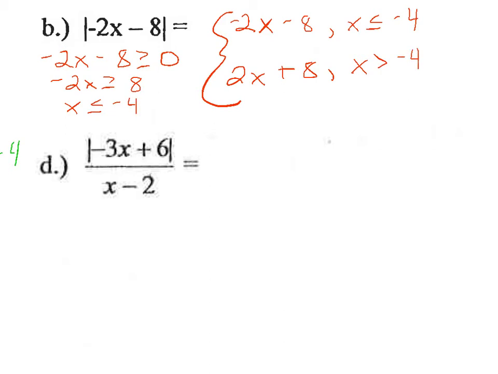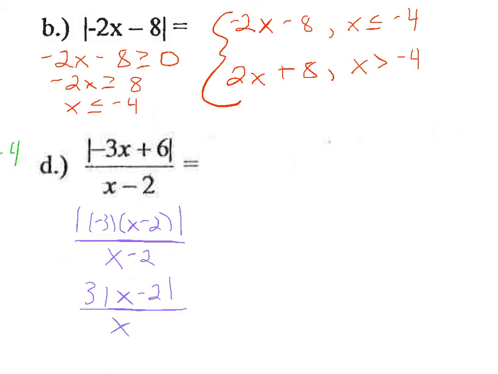For part D, we have -3x plus 6 over x minus 2. So we want to be able to have the same thing on top as the bottom. So I can take a -3 and factor it out. So I have -3 times x minus 2, absolute value of that, over x minus 2. And then I can actually take my 3 and factor it outside of the absolute value bars, and it becomes a +3.